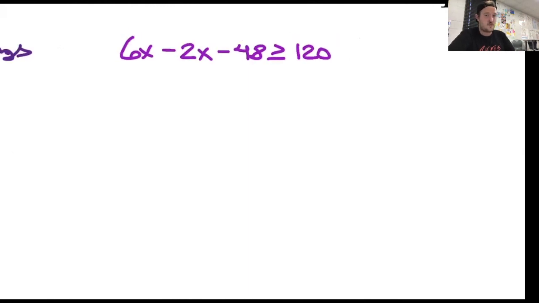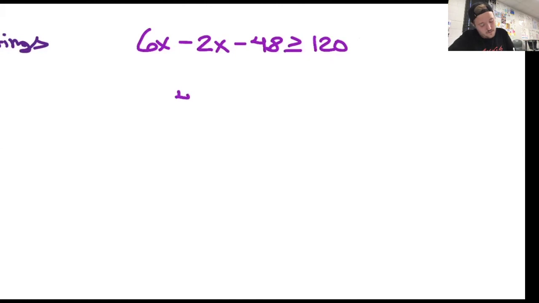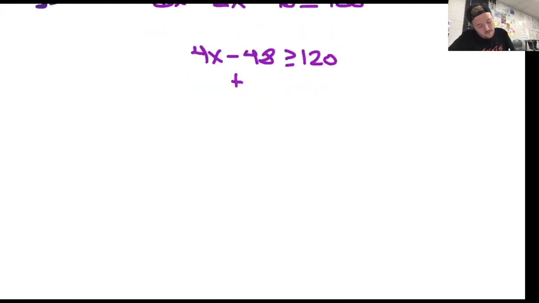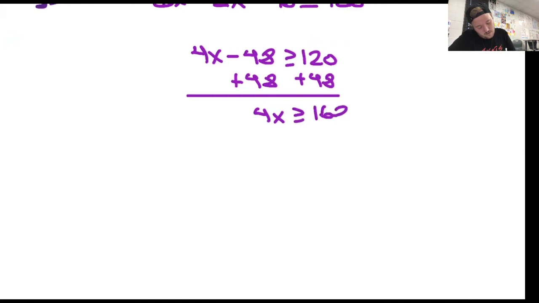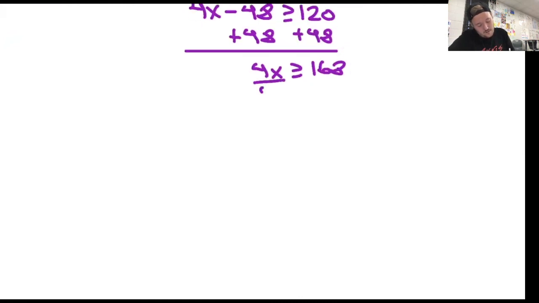So I'm going to solve this one just exactly like I did before. So combine like terms, you get 4x minus 48 greater than or equal to 120. Add 48. So 4x greater than or equal to 168 divided by 4.